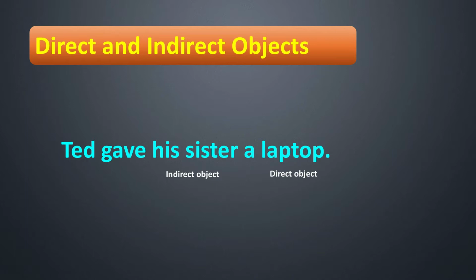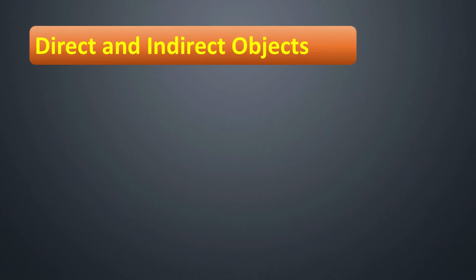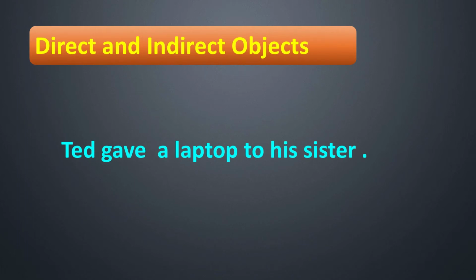However, there is another way to say the same idea using a prepositional phrase. Let me give you another example. I'm going to say it differently: Ted gave a laptop to his sister. So in English, an indirect object may come between a transitive verb and the direct object, like the first example sentence about Ted. Or the indirect object could be in the form of a prepositional phrase, like this example sentence about Ted.